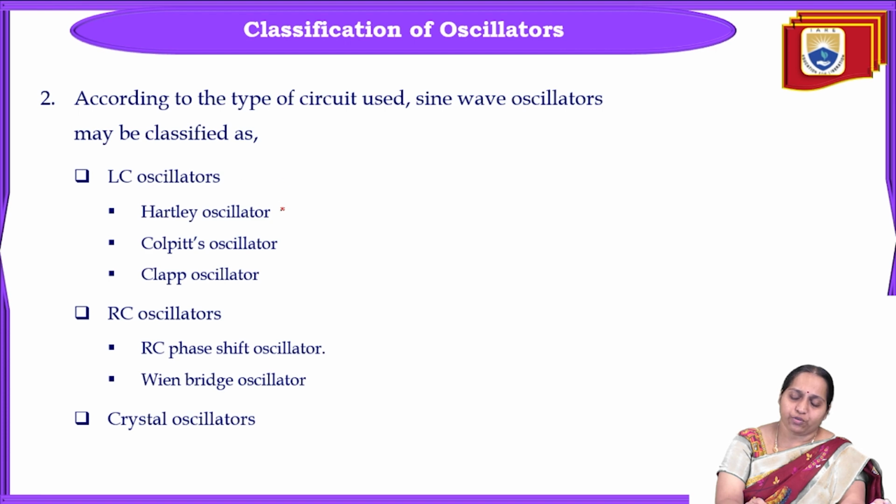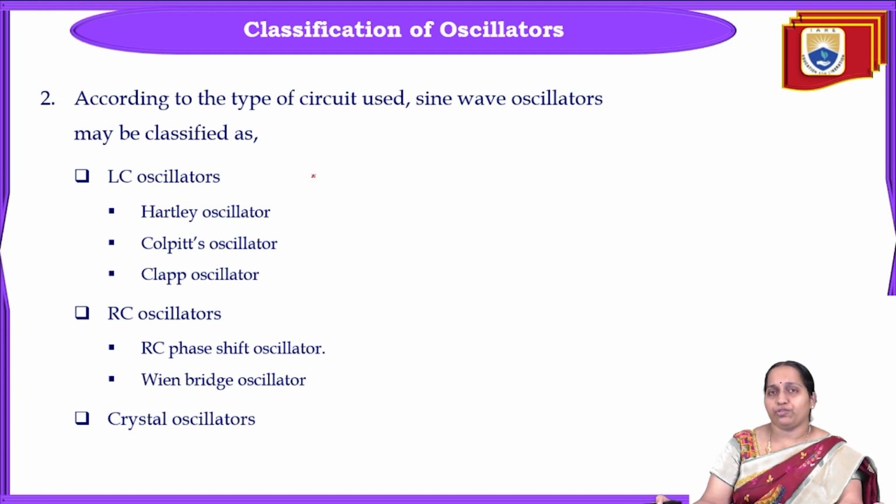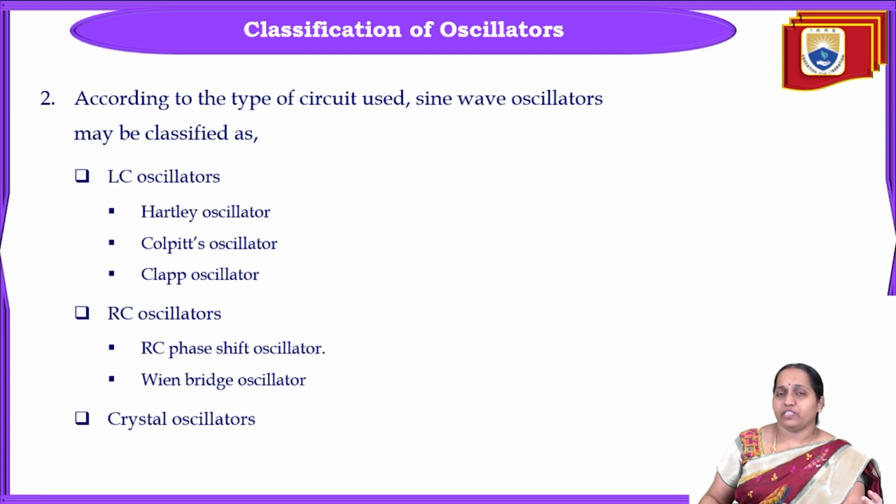In LC oscillators you again have 3 types: Hartley oscillator, Colpitts oscillator and Clapp oscillator. Coming to RC oscillators, there are 2 types: RC phase shift oscillator and Wien bridge oscillator. And the last one is the crystal oscillator. In LC oscillators, we use L and C components as the basic components which determine the frequency. In RC oscillators, R and C are the major components that determine the frequency of oscillation. And in crystal oscillators, as the name suggests, we use a crystal to produce the sinusoidal signal.